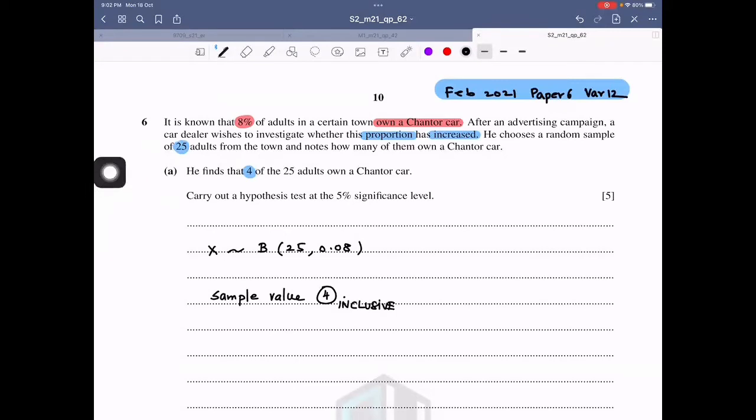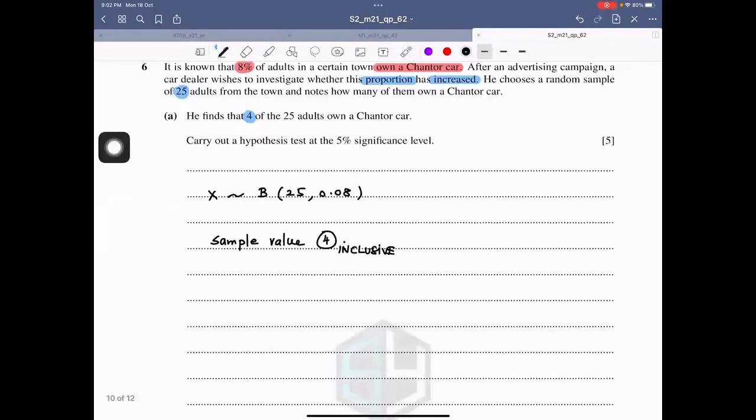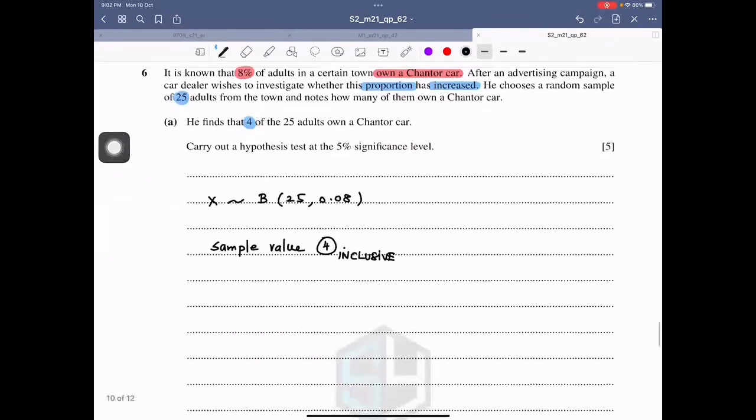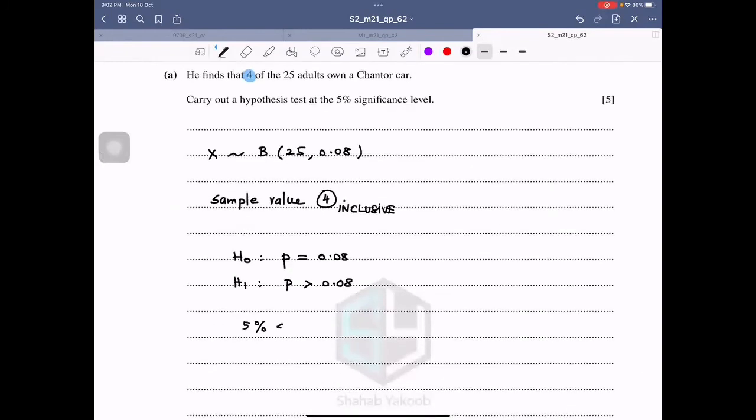What else is there? We have to calculate the hypothesis test. And before that, we should state that the null hypothesis is 8%. Alternative hypothesis is greater than 8%. It has increased. And what else is there? There is this percentage, which is the 5% significance level. So 5% significance level for upper tail test, the Z value is 1.645.